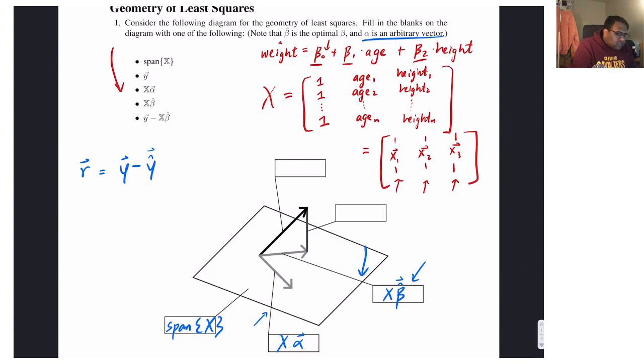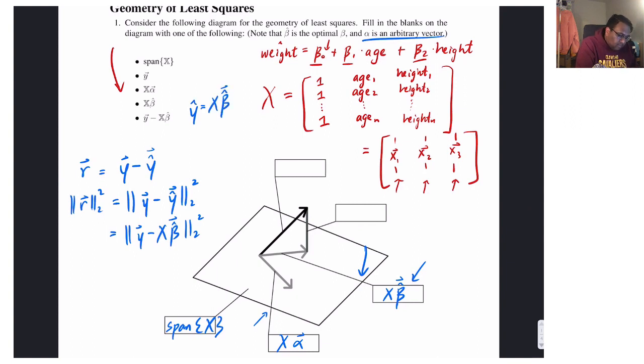And what we want to do is minimize the L2 norm squared of our residuals. And this looks like the sum of the squares of all of our residuals. And so sometimes we put a 1 over n out front. But anyways, this is the same thing as minimizing the L2 norm squared of y minus y hat. But in our case, y minus y hat is just the same thing as y minus x beta hat squared, right? Because our model is y hat is equal to x times beta hat.